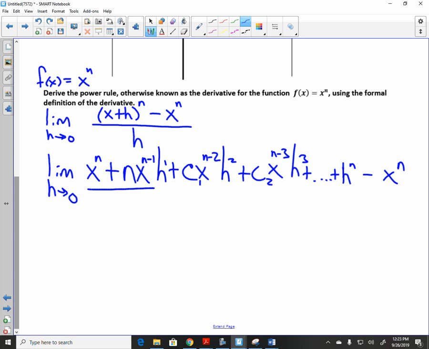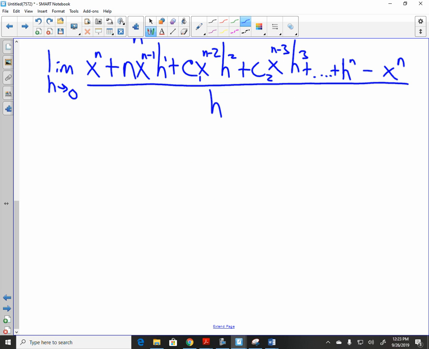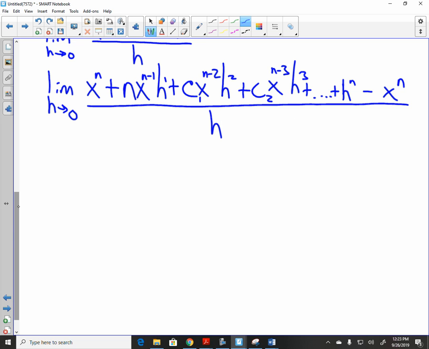You guys are doing excellent. All divided by h. It looks horrible. It's going to get really good. What happens? The x to the n's cancel, right? I'm going to drop those off. And then everything else has an h. Can I divide an h off of everything? And if I divide an h off of everything, what's left there?